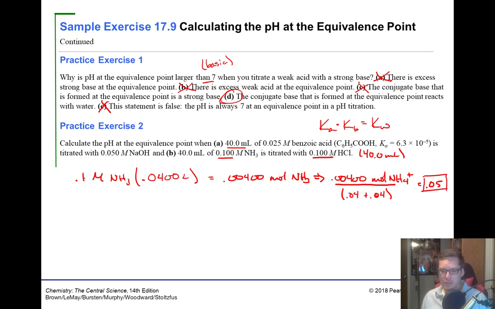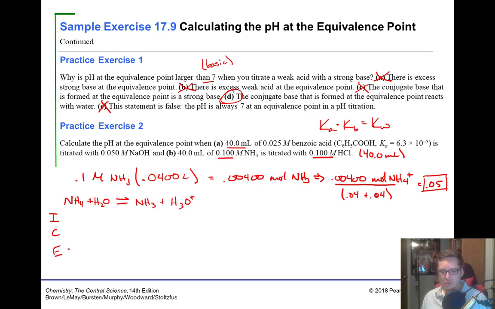So that's the NH4 plus. Now the NH4 plus, once it's in solution all by its lonesome, it's going to react with water. All right, and it's going to form NH3 plus H3O plus, right? Because it's going to act like an acid, water's going to act like a base. And so now we get our ICE table.